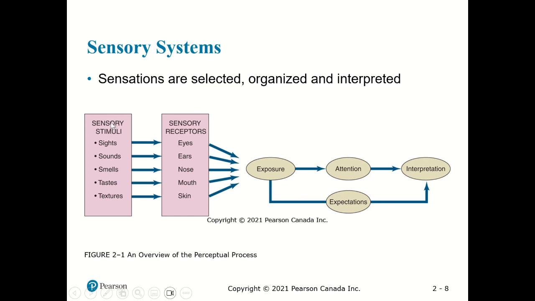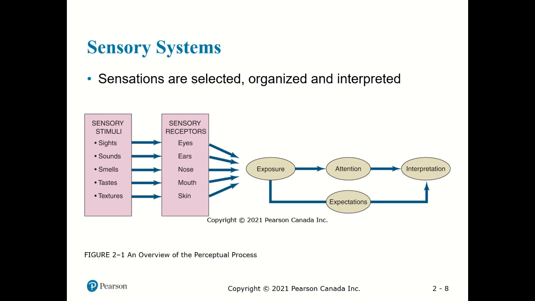You can see the sensory stimuli: sight, sound, smell, taste, and texture, and all of it depends upon the receptors, right? These are the stimuli, and now we have the receptors. Receptors are our eyes, ears, nose, mouth, and skin. So based upon the sensory stimuli and sensory receptors, we go for exposure.